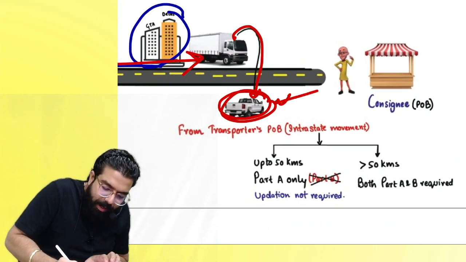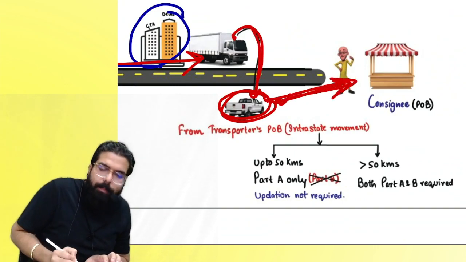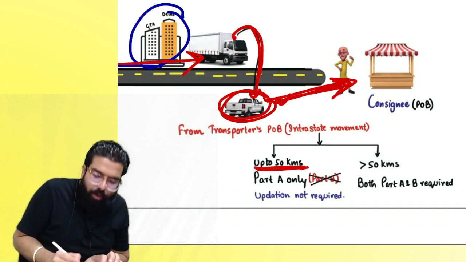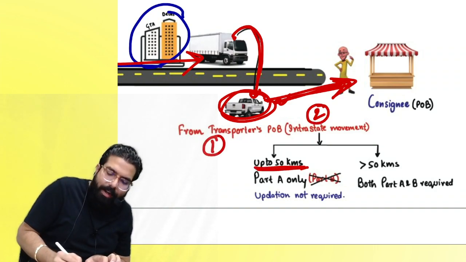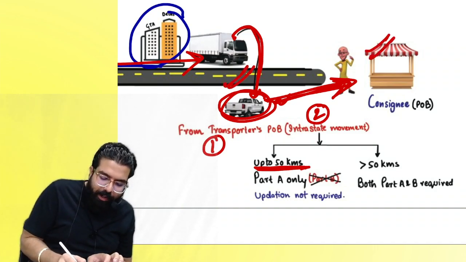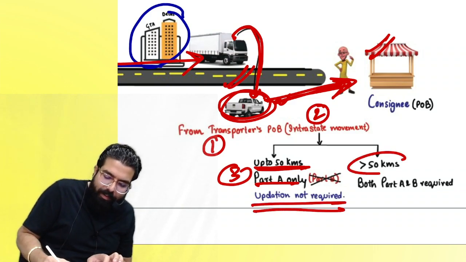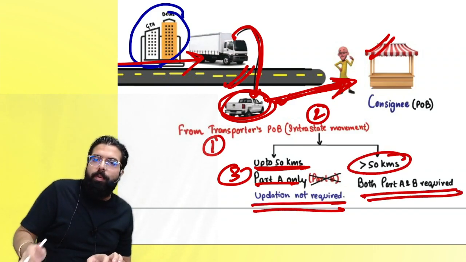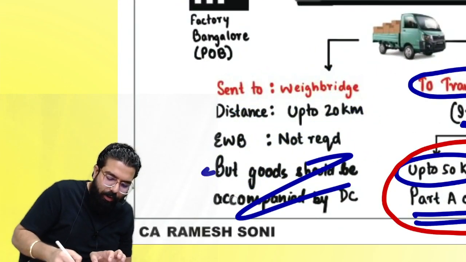If from the transporter's place till the recipient's place, the distance is up to 50 kilometers, and the transporter and the recipient are in the same state, then Part A is required, Part B updation is not required. If it is greater than 50 kilometers, both will be required. One small point over here on the left hand side. Everyone listen to me very carefully.